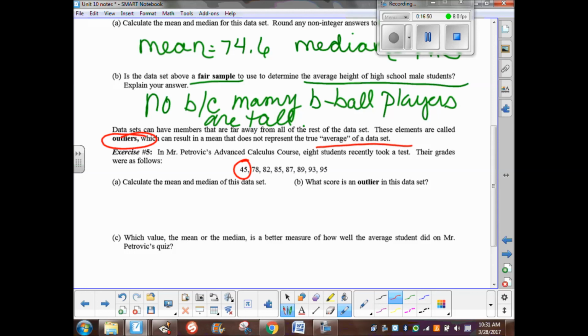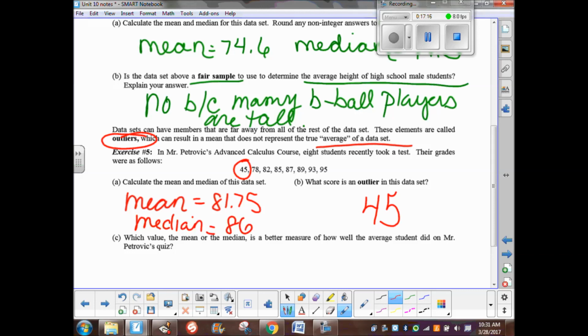Okay? So calculate the mean and the median for this data set. Which score is the outlier? We came up with that, 45. You guys know by now how to calculate these two. The mean should be, does it say what it's rounded to? No. 81.75, and the median equals 86. Okay, so you can see those two are not close to each other. 81.5 and 86 are far apart. Okay, that is not symmetrical. We got something going on in there.